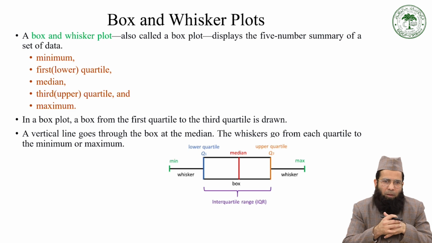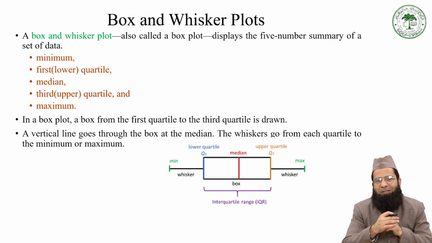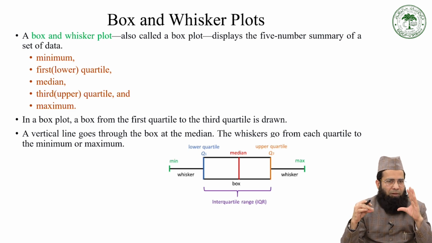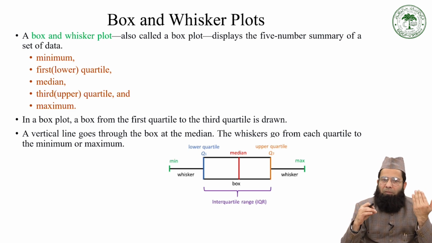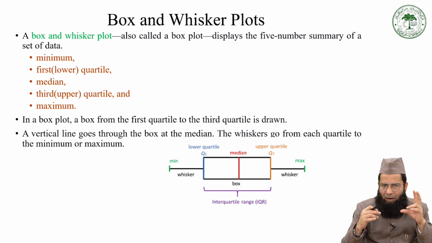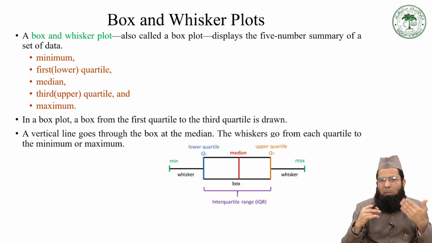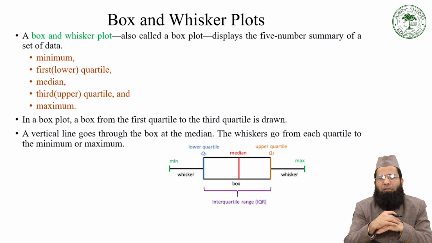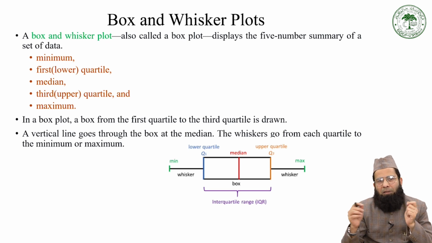Now we'll see how to plot a box and whisker diagram. A box and whisker plot, also called a box plot, displays the 5-number summary of a set of data, right? We have already discussed this during descriptive statistics. So what is a box plot and what are the different parameters of a box plot? We have minimum, first lower quartile, median, third quartile, and maximum. These are the 5 different parameters in a box plot.